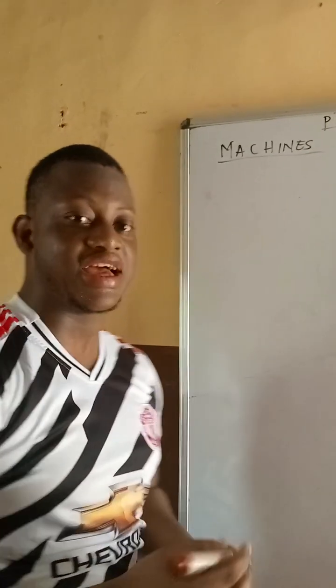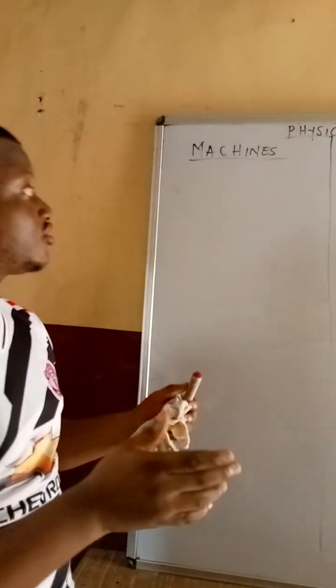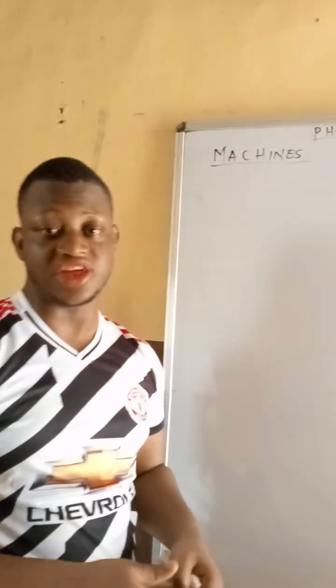In my last class, I discussed the definition of a machine. I defined a machine as a device in which an effort applied at one end overcomes the load at the other end. That is the definition of a machine.